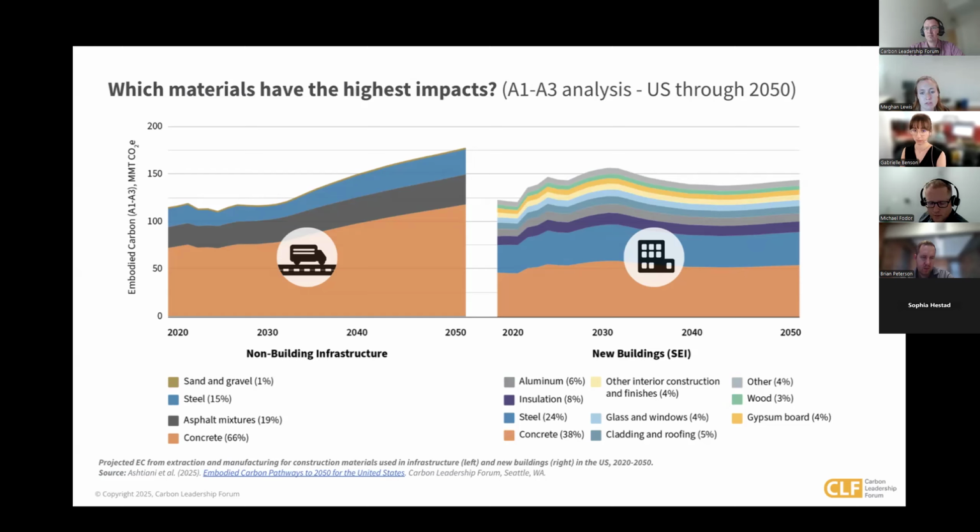But you can still see that, unsurprisingly, concrete here, especially for infrastructure, plays the largest role, with asphalt next at 19% of cumulative emissions, and then blue is steel. And then for new buildings, concrete also plays a role, but a smaller one, so 38%, steel at 24%, insulation at 8%, and aluminum at 6%. And then these are other, this covers structure, enclosure, and interiors.